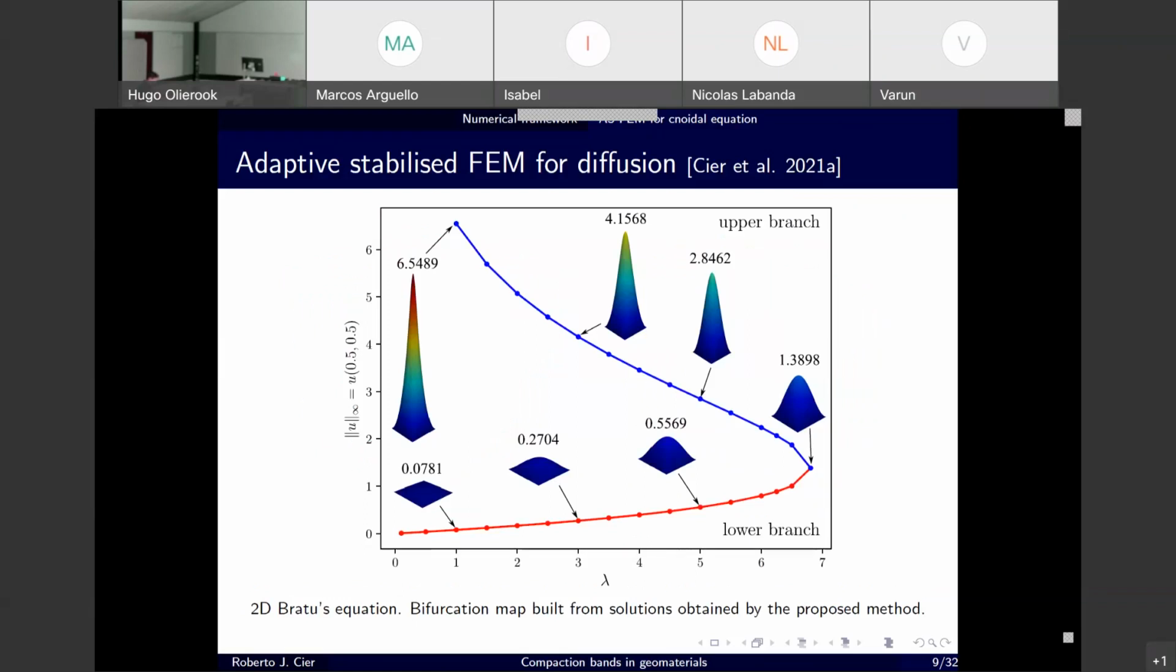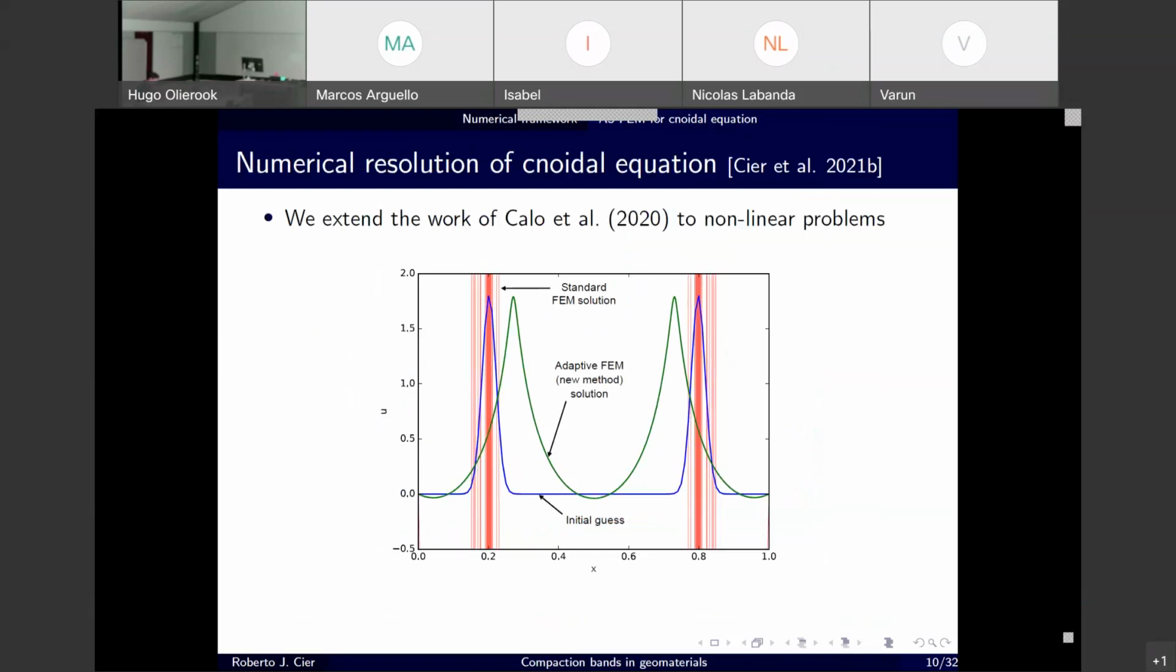So given that we ended up building a robust enough framework, we decided to tackle the problem of the conoidal equation. So we ended up making a series of tests where we were dealing with the problem. And we can see that if we start with the initial guess in blue, and we use only standard FEM, even if I use a fine enough mesh, I am going to have some spurious oscillations in my solution. I cannot reach the right solution. I just have noise. So when I use the adaptive finite element method, I am able to guide the mesh through the nonlinear process and find the right solution.